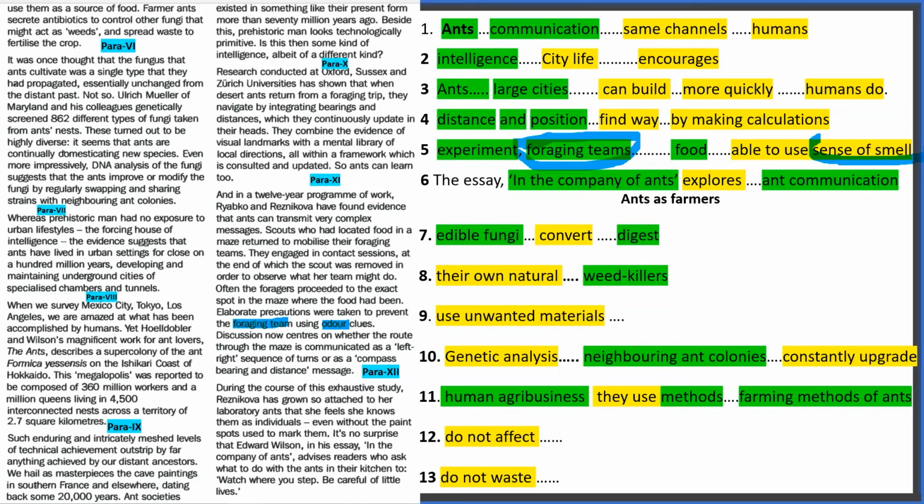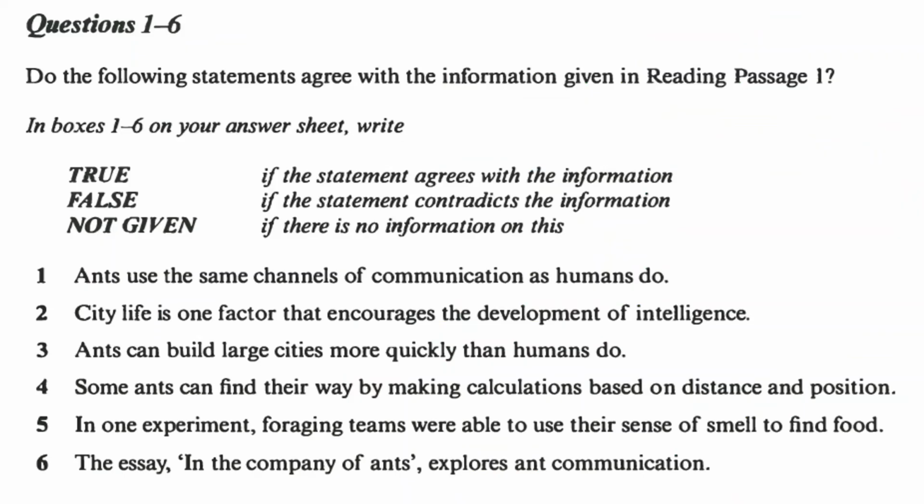Often the foragers proceeded to the exact spot in the maze where the food had been. Elaborate precautions were taken to prevent the foraging team using odor clues. But the statement says, in one experiment, foraging teams were able to use their sense of smell. This line says, precautions were taken to prevent the foraging team from using odor clues. Hence, statement 5 is false.